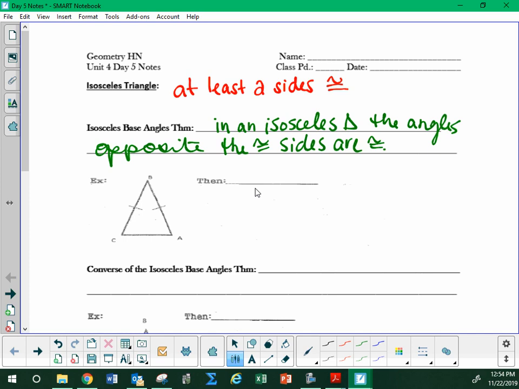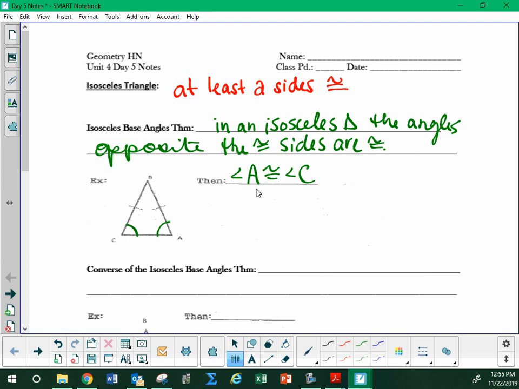Now this is our normal regular isosceles base angles theorem. We start off with the sides congruent, which comes from simply the fact that it's an isosceles triangle. Then we can immediately know that angles opposite are congruent. So starting off here, we are given that BC is congruent to BA. Then we can say angle A and angle C are congruent.